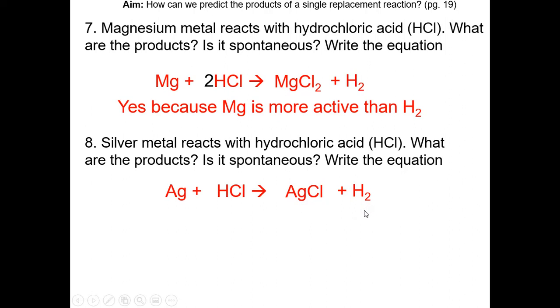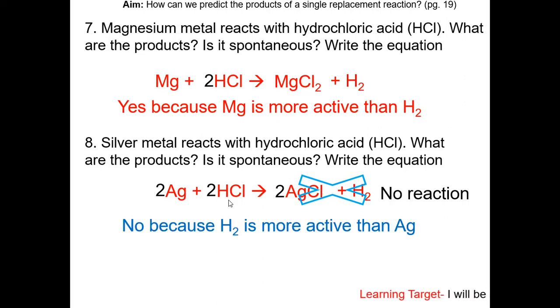Now we have to balance the chemical equation because we have 2 hydrogens on one side, but we only have 1 hydrogen on the other side. Now the chemical equation is balanced, so is it spontaneous? We have to check table J. Is silver more reactive than hydrogen? The answer is no. So there's no reaction because hydrogen is more reactive than silver.